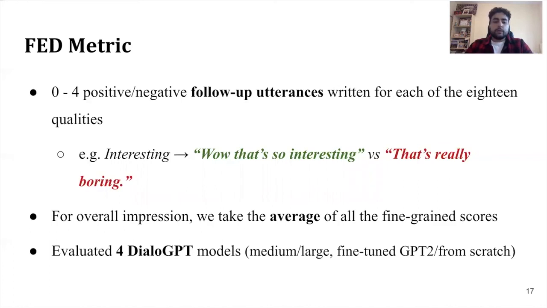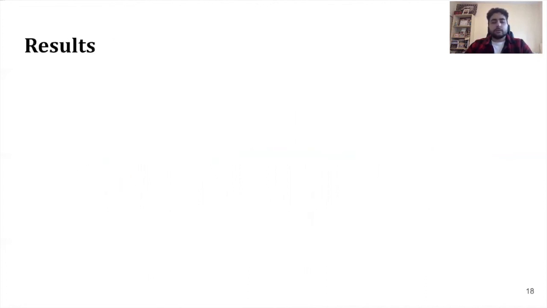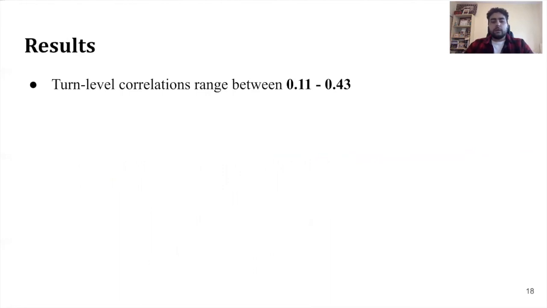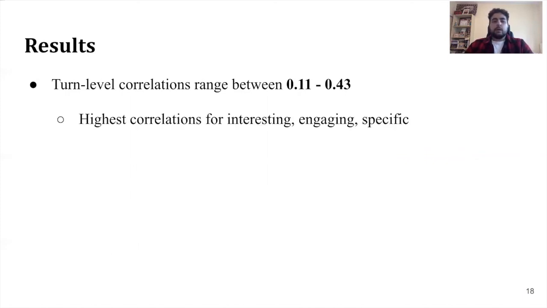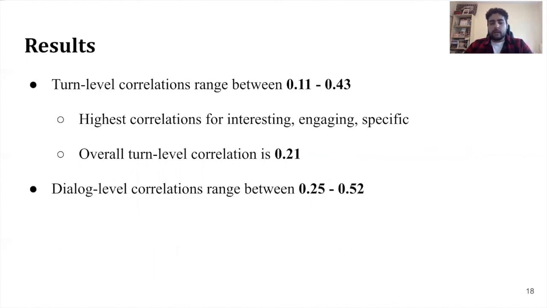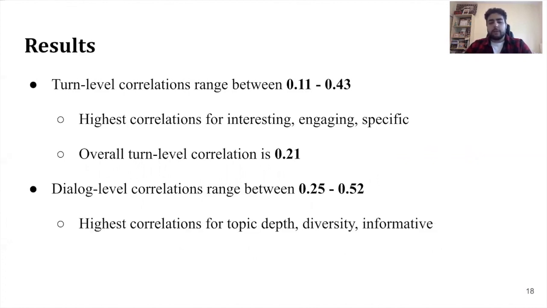We evaluate 4 different variations of the DialoGPT model, both medium and large models, and models that were fine-tuned from GPT-2 or trained from scratch. For the turn level qualities, we attain correlations between 0.11 and 0.43. The highest correlations are for qualities like interesting, engaging, and specific. Our overall turn level correlation is 0.21. For dialogue level, we see correlations between 0.25 and 0.52. The highest correlations are for topic depth, diversity, and informativeness. And the overall dialogue level quality is 0.44.